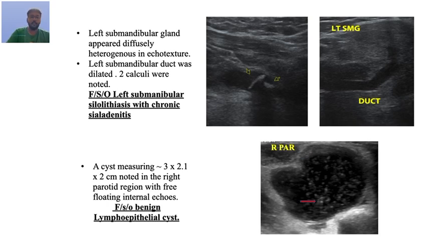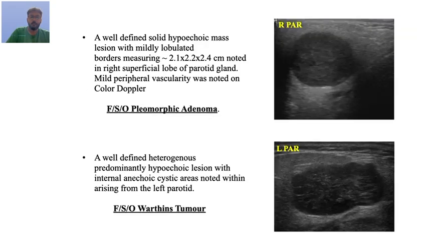Next case, the left submandibular gland appeared diffusely heterogeneous in ecotexture. The left submandibular duct was dilated with 2 calculi seen within it. The features were suggestive of left submandibular sialolithiasis with chronic sialadenitis. Next case, a cyst measuring 3 into 2.1 into 2 cm was noted in the right parotid region with free floating internal echoes. These features are suggestive of benign lymphoepithelial cyst.